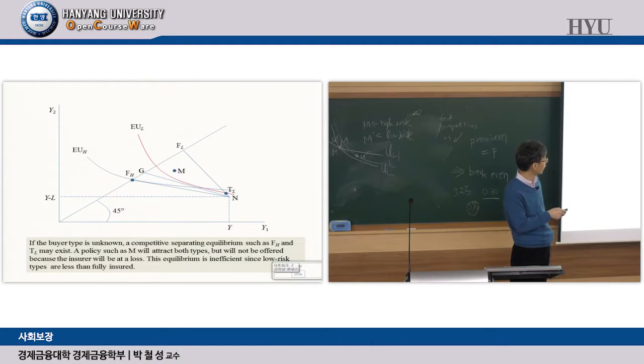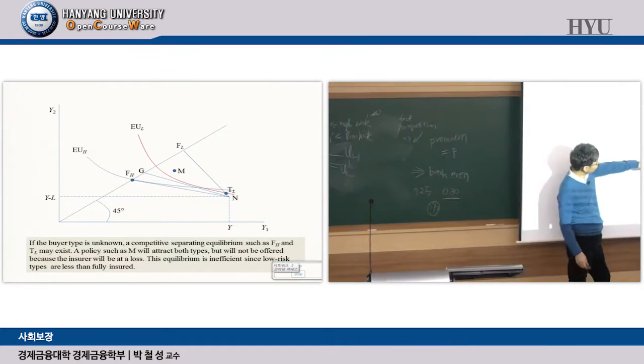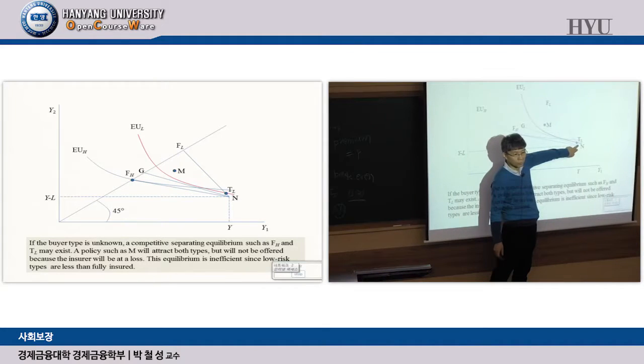Okay, and actually this is better than no insurance. Still, it's a little insurance, but it's better than no insurance. If you buy no insurance, your indifference curve will go through point N. Obviously, this is better than this. So everyone will buy this insurance if you're low risk type, if you're offered.